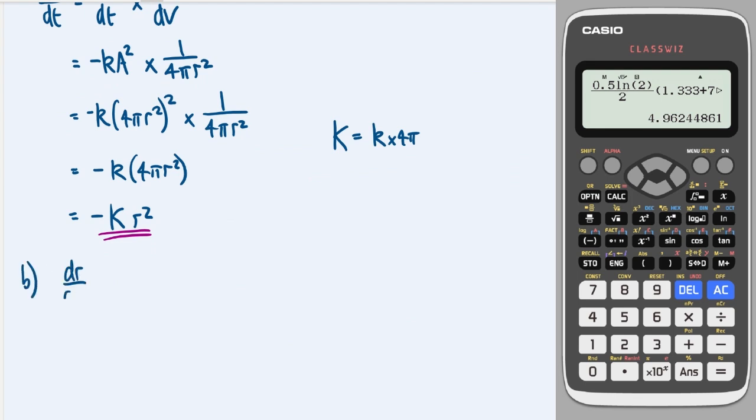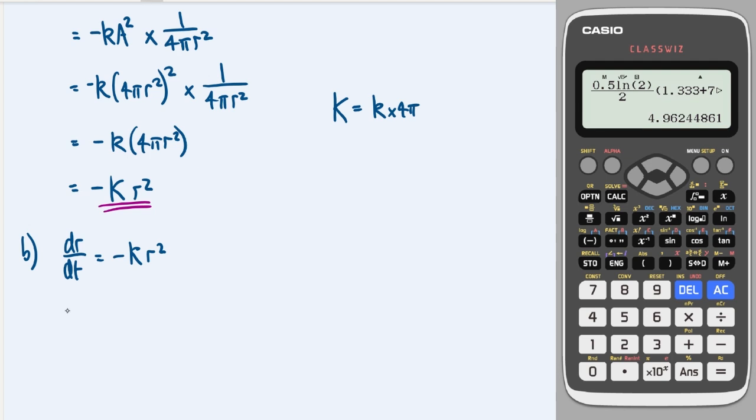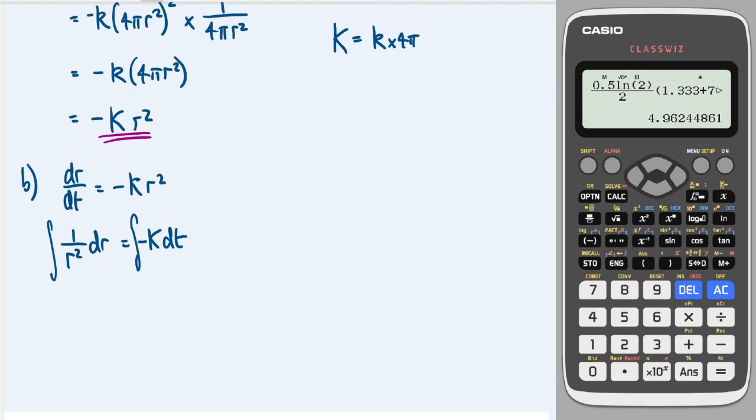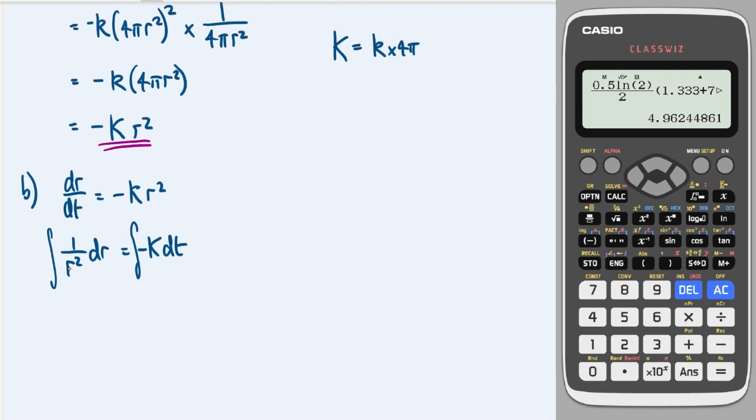So my differential equation is dr/dt = -k r squared. Separating the variables, I get 1 over r squared dr = -k dt, and I need to integrate both sides. The integral of 1 over r squared, which is the same as r to the power of -2, is r to the power of -1 divided by the new power, so I get a negative, and that's equal to -kt plus another constant c.